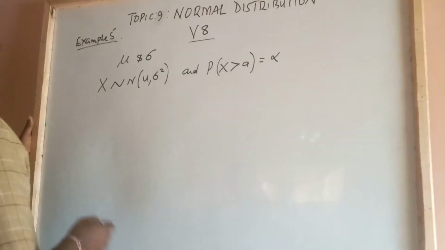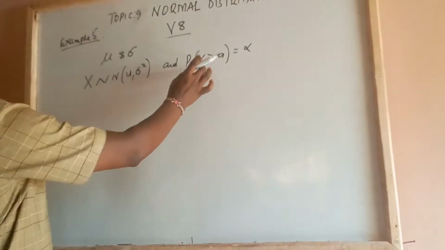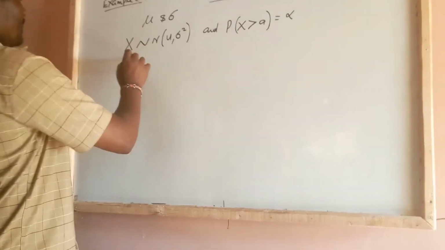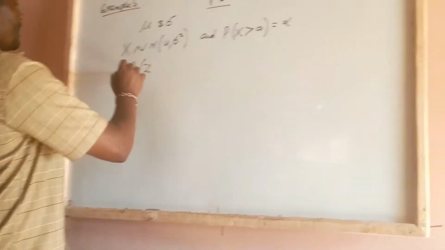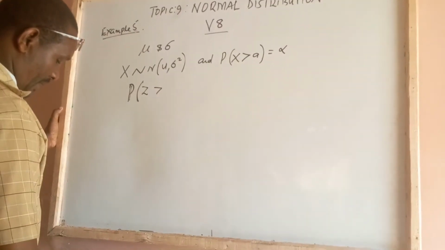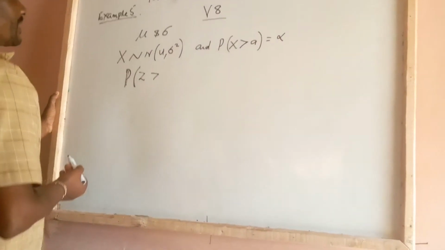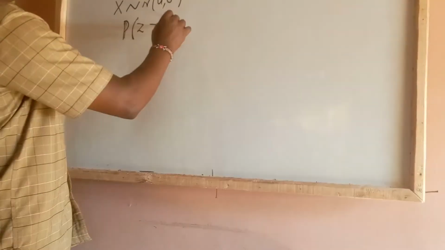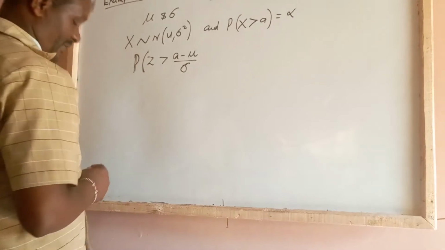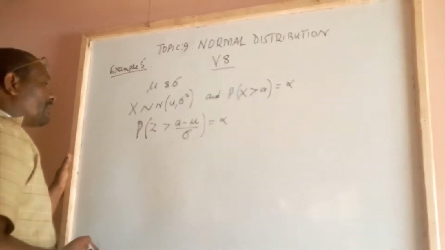This statement can be written as follows. Of course, we have x, which is an unfamiliar boundary. We need to bring in the z. How then do we write the probability of now our familiar z greater than, of course, our boundary is a, as per the question, a minus the mean over the standard deviation, which is giving us a probability of alpha.